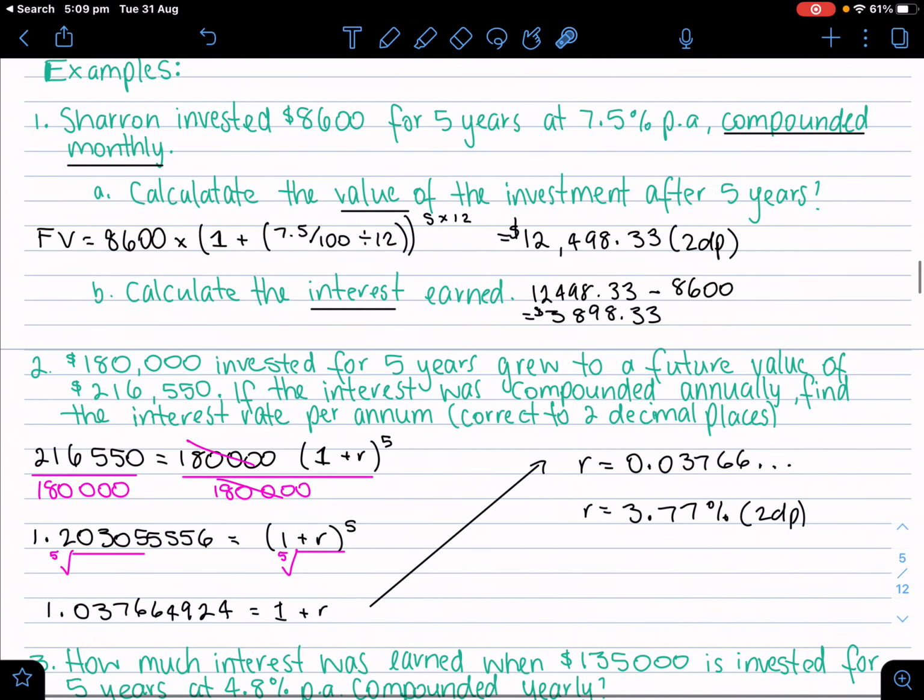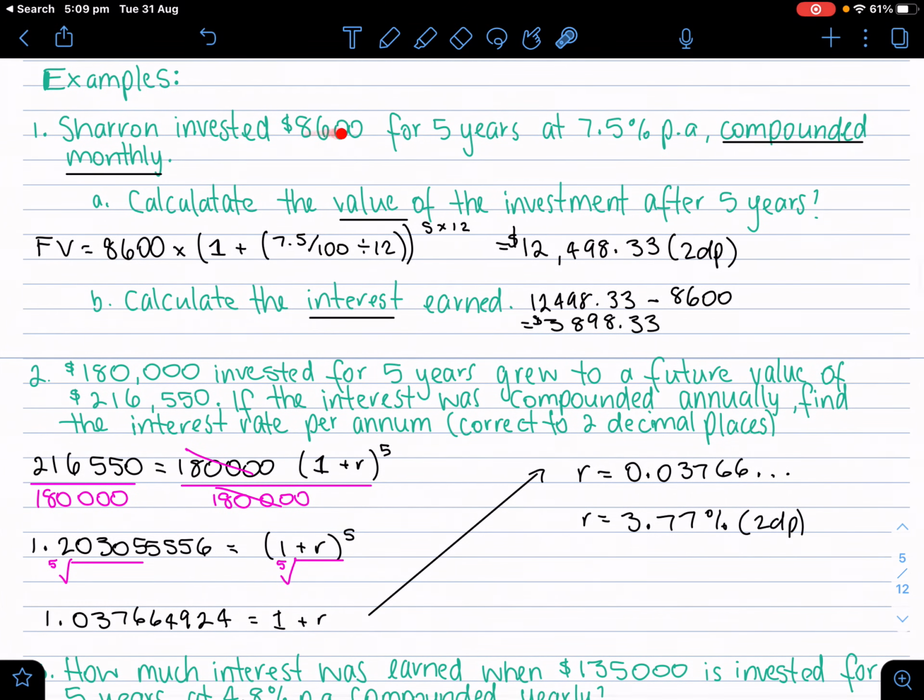So the first example says that Sharon invested this much for 5 years at that rate per annum. That means that is a rate per year, but she wants to compound monthly, or the account is compounded monthly. So the question is asking to calculate the value, the end value, and we know we can do that by using our present value and our future value formula.